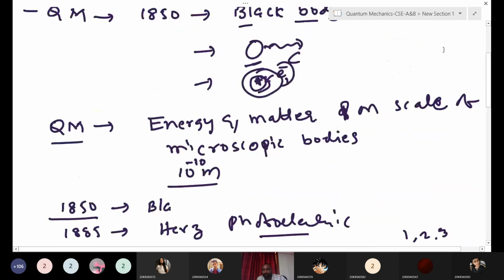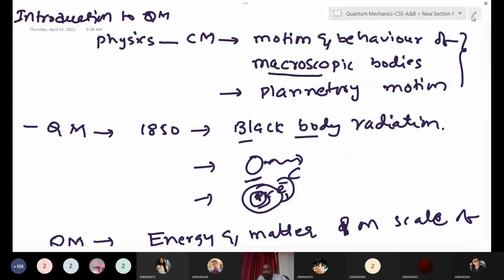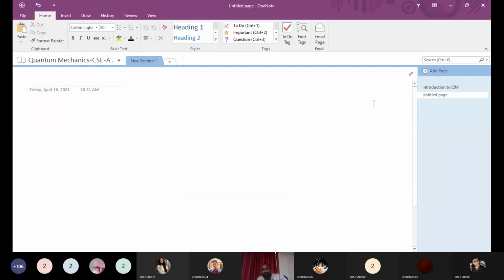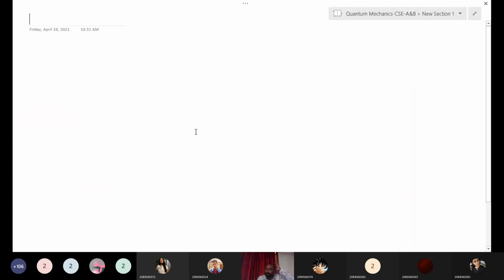Okay, now we'll discuss the black body problem. What do you know about a black body? Anyone? Black body? It absorbs anything into it, sir. Okay, very good. May I know your name? Tirupati, sir. Okay, good.